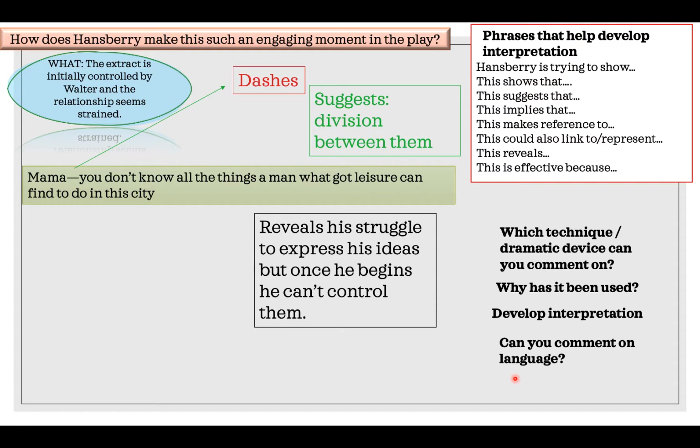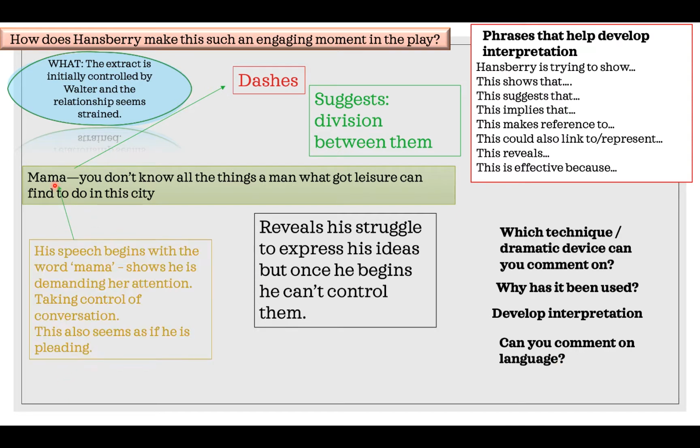And this is where we're going to see if we can develop even further by maybe doubling up. So we've spoken about dashes, but can we double up and maybe comment on language? And this is where you would look and you would say, okay, is there any word or phrase that stands out to me? If there's not, don't worry, you don't have to do this every single time. But if there is, then just think, okay, what can I say about that particular word? And what stands out for me is this word. It's Mama. And the reason why it stands out is because of the placement.